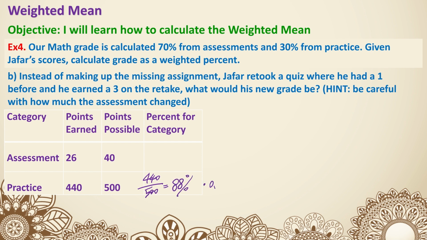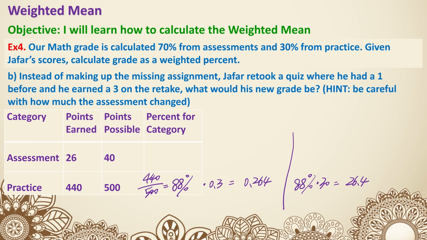And you can choose to multiply that by 0.3. That's still going to be a 0.264. Or again, you can choose to use the 88% multiplied by 30. That's going to give you 26.4. Okay? The practice part did not change. So I just kind of copy it from the previous examples. But the assessment did change.